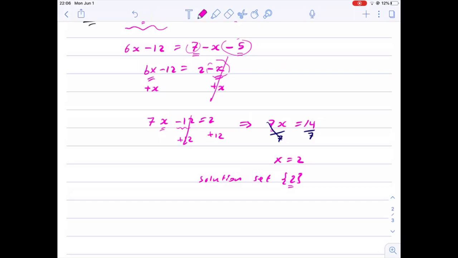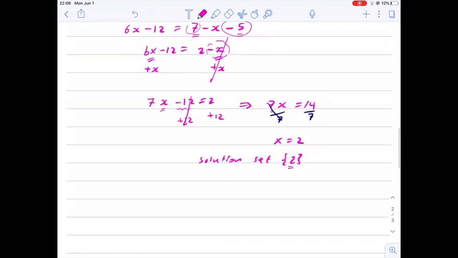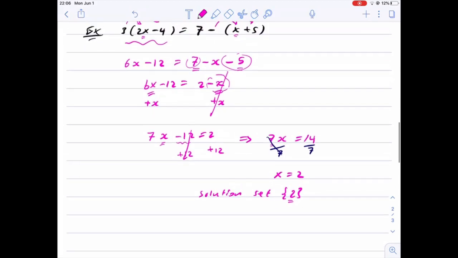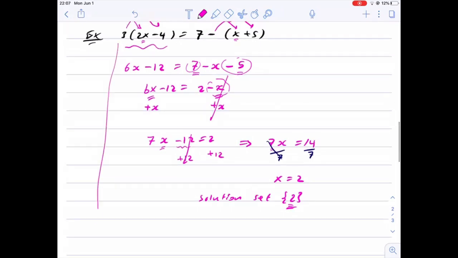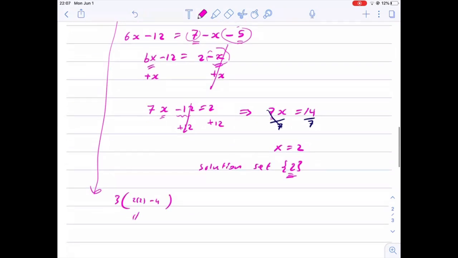Okay, now let's take another example. Now, before we take another example, we can check our answer. We got x equals 2 as a solution. We can plug it back here. So we have 3 times (2 times 2 minus 4). This is the left-hand side. We simplify. 2 times 2 is 4. 4 minus 4 is 0. 0 times 3 is 0. That's the left-hand side.